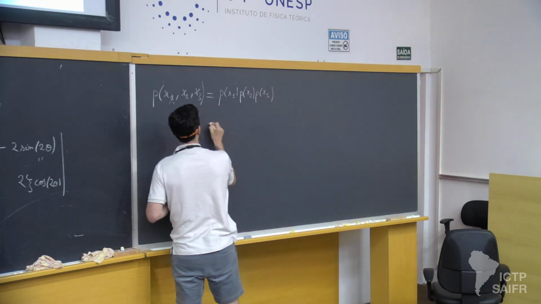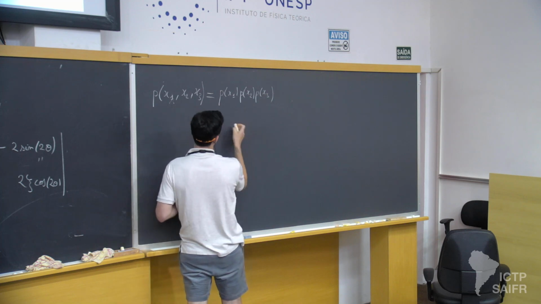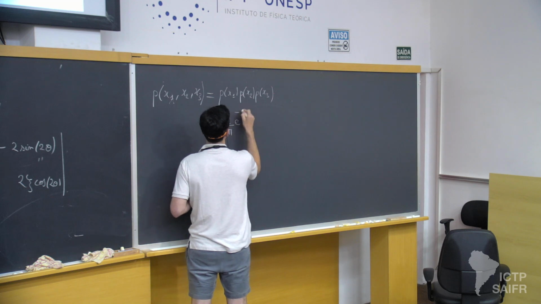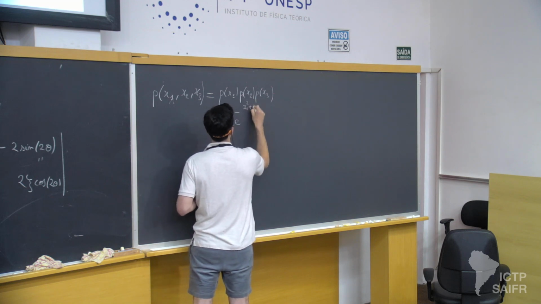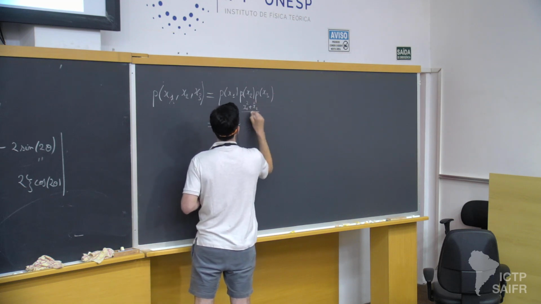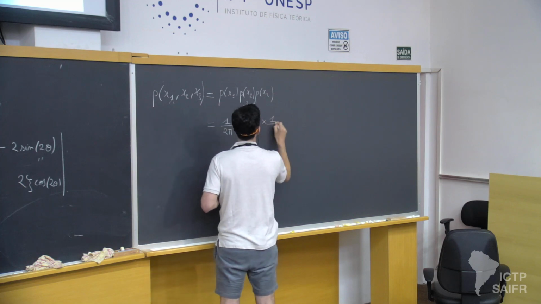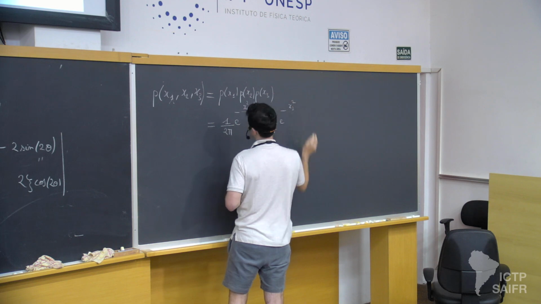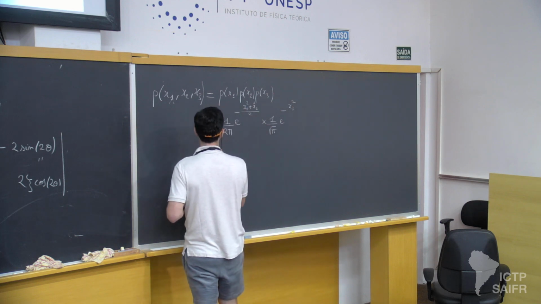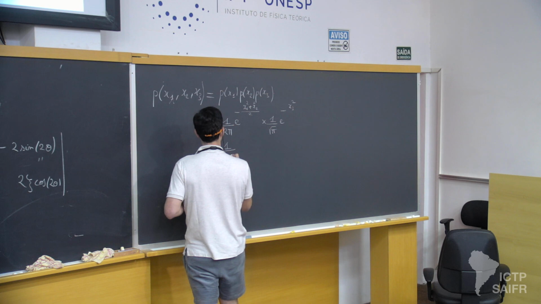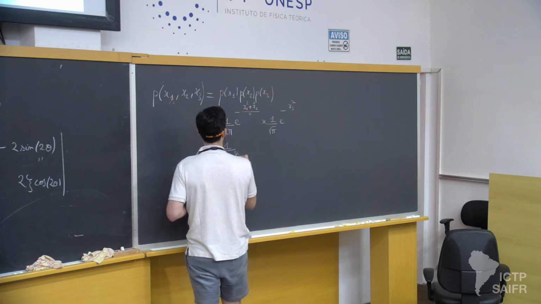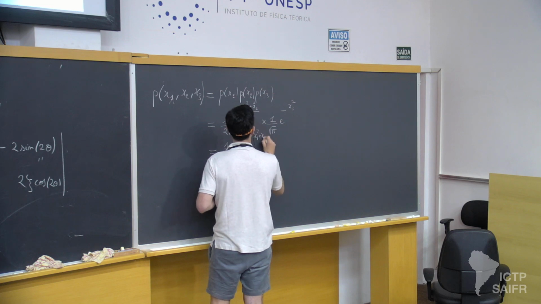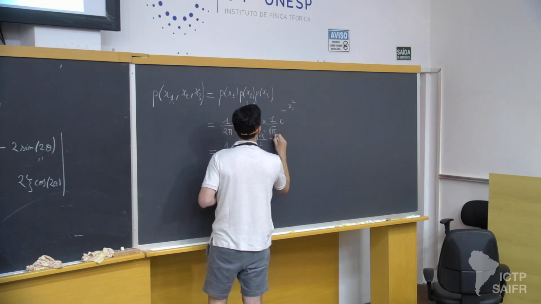And the Gaussian probability distribution is such that you would get 1 over 2 pi, exponential minus (x1 square plus x2 square) over 2, times 1 over square root of pi, exponential minus x3 square. So in the end here, I simply have 1 over 2 pi to the power 3 half, exponential minus (x1 square plus x2 square) over 2 minus x3 square.